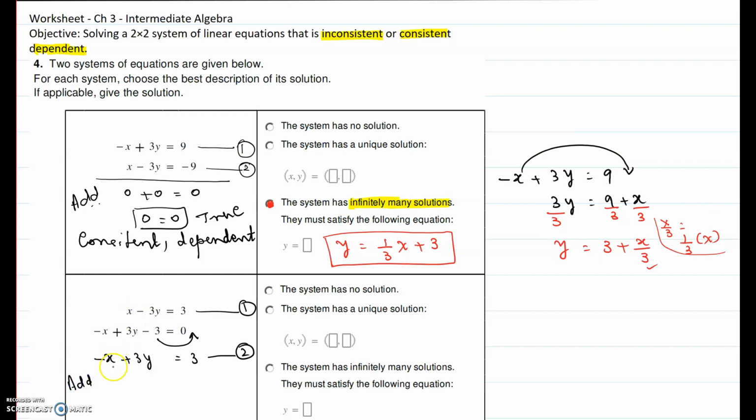So you get x and negative x, that will be a 0. Negative 3y, positive 3y, that will be a 0 as well. If you add the right hand side, it becomes 3 plus 3, which is equal to 6. Unlike the earlier problem, in this case, 0 equal to 6, which is a false statement. Because it's false, the system is inconsistent. So the system is inconsistent and it doesn't have any solution.